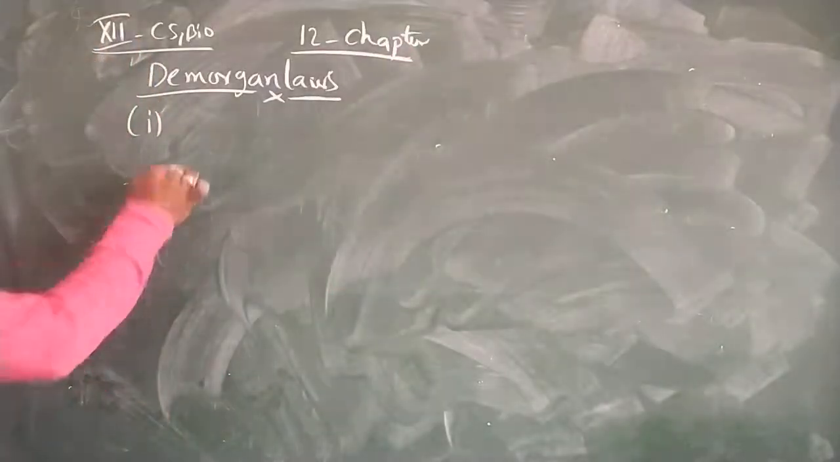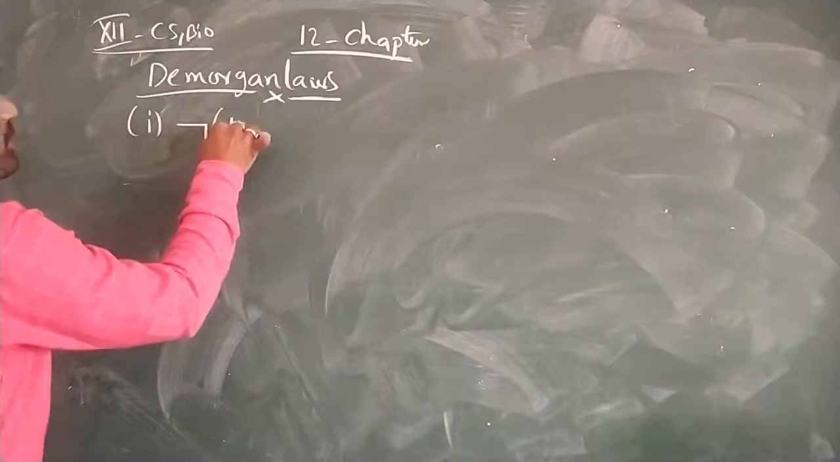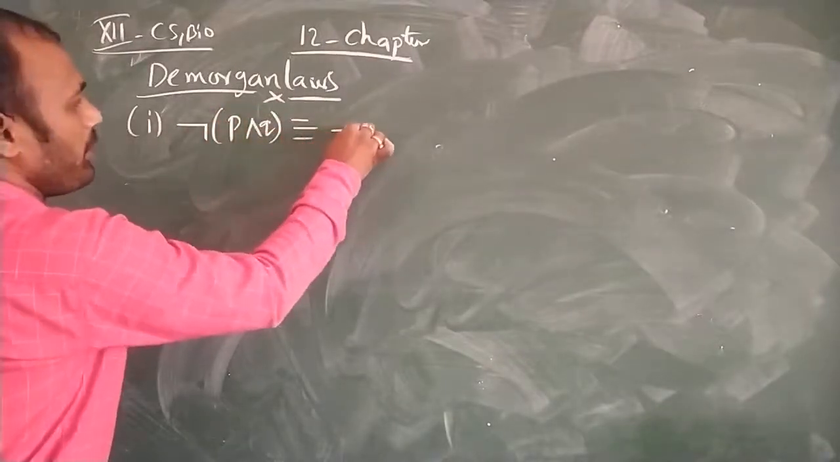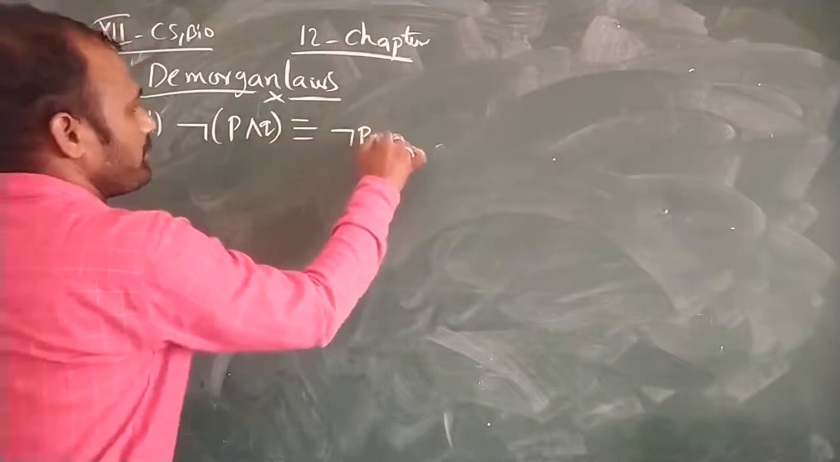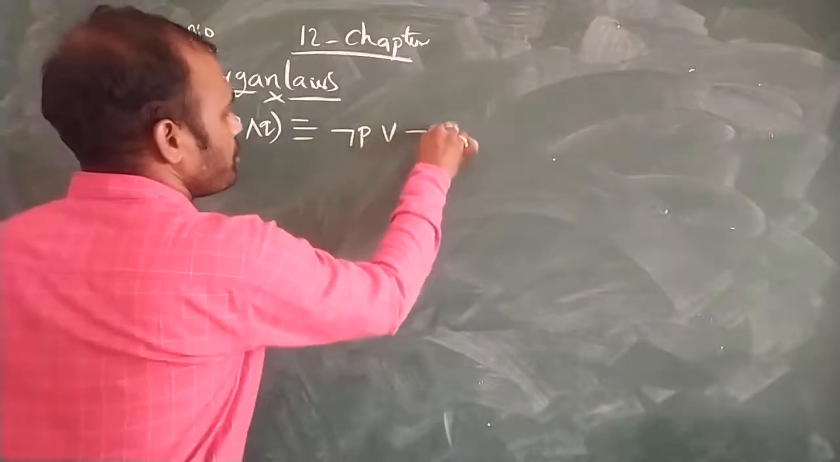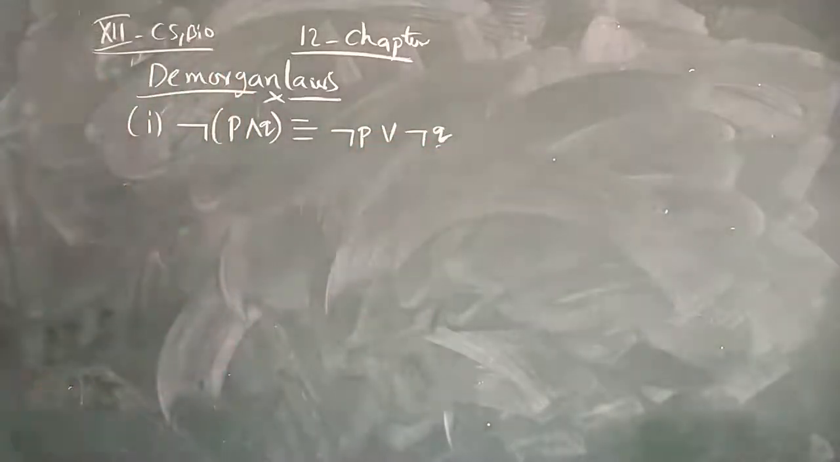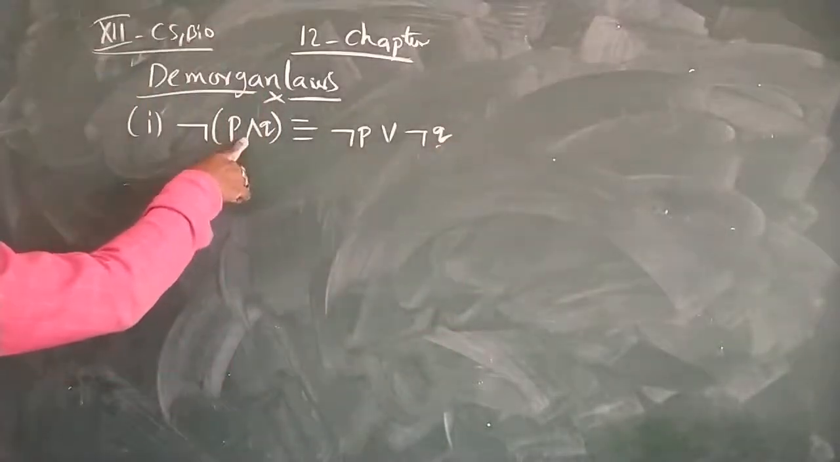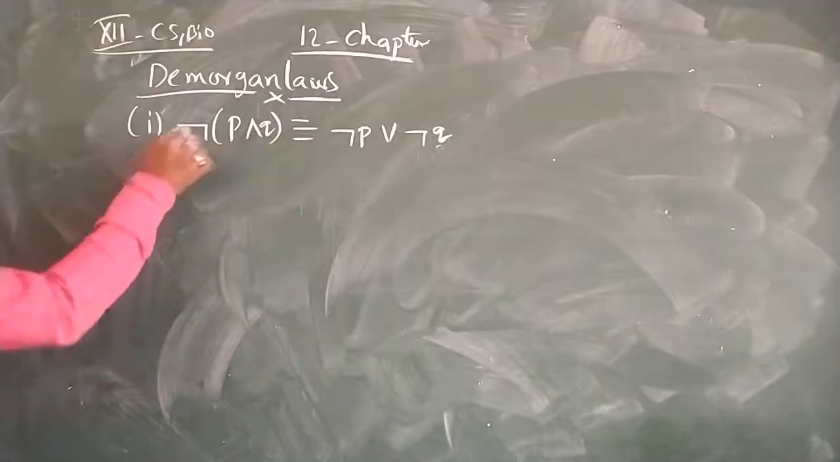So, in discrete mathematics, we are going to learn today De Morgan's law. So, what is De Morgan's law? Negation of P and Q is equivalent to negation P or negation Q. So, let us prove this. And the other one you can prove by using OR here and AND here.